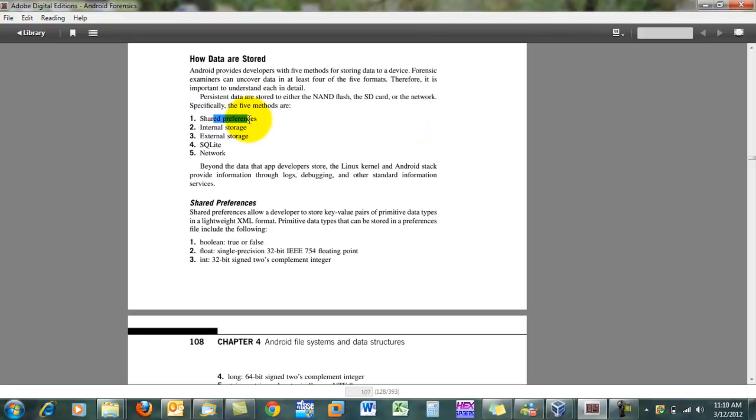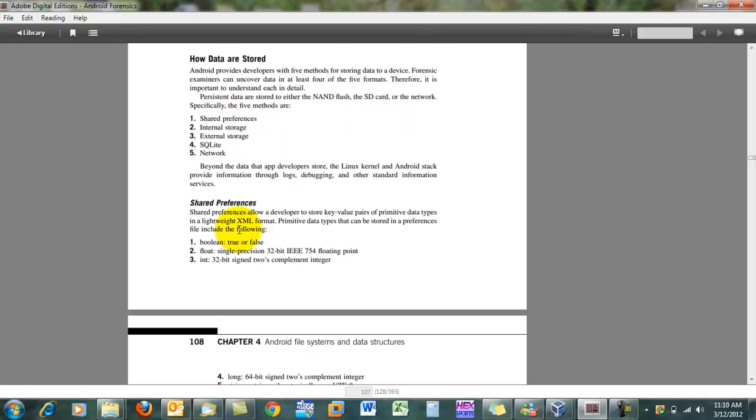shared preferences, internal storage, external storage, SQLite, and network. So these are the 5 methods that persistent data, that means permanent data, are stored either in NAND flash, the SD card, or the network. So these are 5 methods.